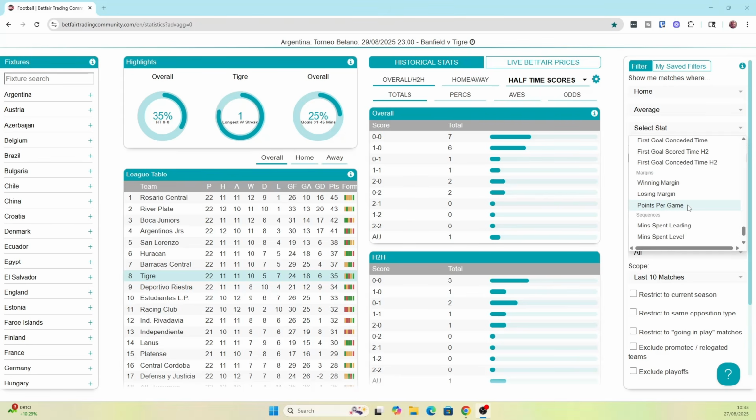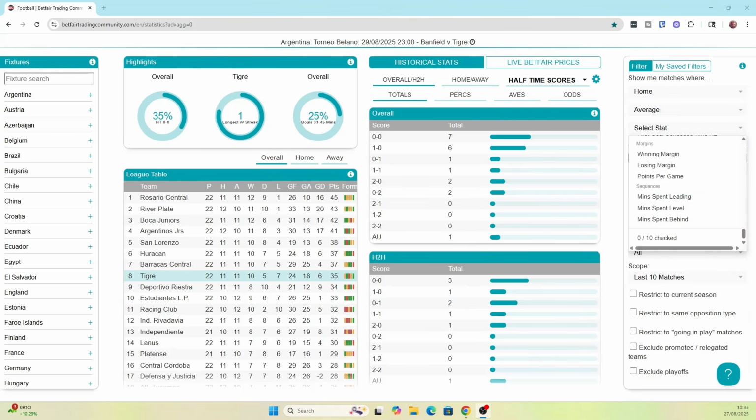If you look at the table, you can work out the average points per game. But it doesn't tell you all the story because, look, Rosario Central here, yeah, they average about 2 points a game, look, 45 points. But maybe they're getting all their points at home. And if they're playing away from home, that doesn't help me. I want to know that. That's what this software is really good at doing. And then it tells you the average minutes spent leading, etc.